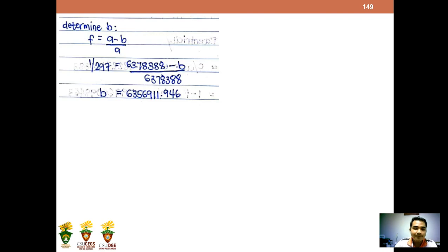Given the first flattening and a, we can directly get the value of the semi-minor axis. So f is equal to a minus b over a. Substitute the values of f and a, and what remains is b. Getting the value of b using mathematical manipulation, I guess you already know how. So b now is 6356911.946. Again, to check, the semi-minor axis should be less than the semi-major axis. It is minor, so it is smaller than the major.